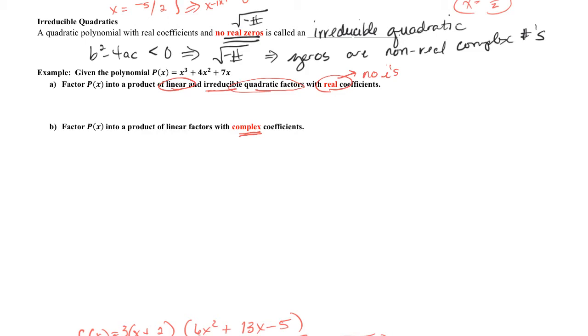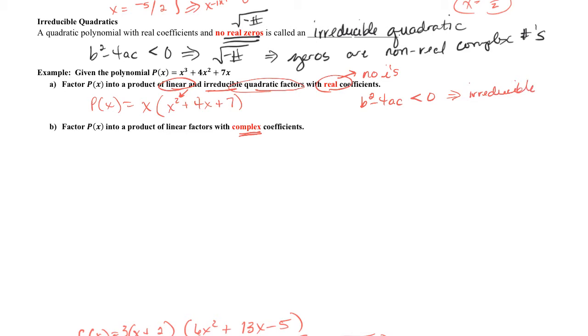Factored into a product of linear and irreducible quadratic factors. So p of x, I can see that each term has an x in it, so I'm going to factor an x out. That'll leave me with x squared plus 4x plus 7. Now, I can see this as a quadratic because it's second degree. The way to determine if it is irreducible is to look at the discriminant, b squared minus 4ac. If that's negative, if it's less than 0, then that means that this is irreducible.